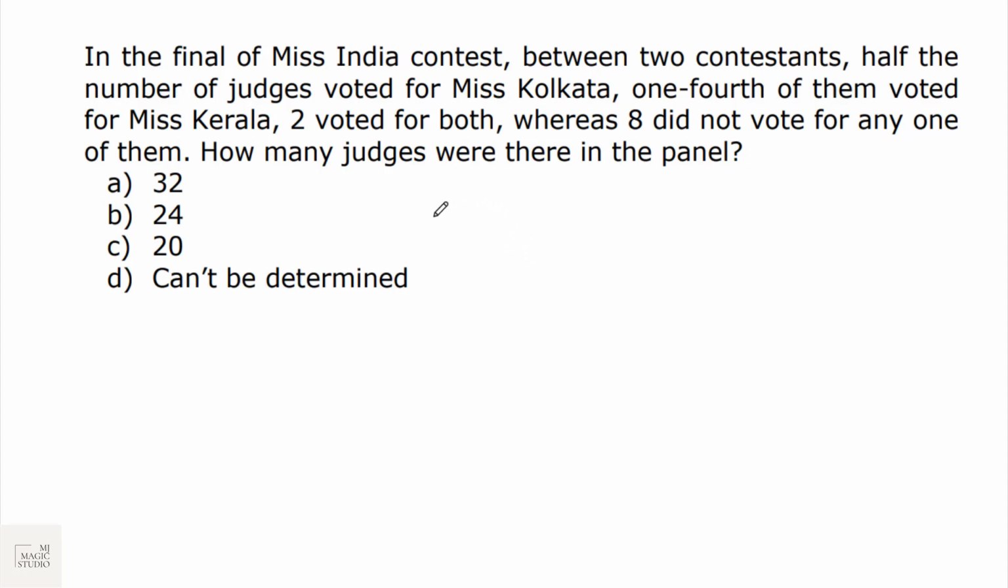Let's check this. In the final of Miss India contest between two contestants, half the number of judges voted for Miss Kolkata, 1/4 of them voted for Miss Kerala, and 2 voted for both. That means this plus this minus 2 are the total number of judges who have voted for either Kolkata or Kerala. Whereas 8 did not vote for any one of them.